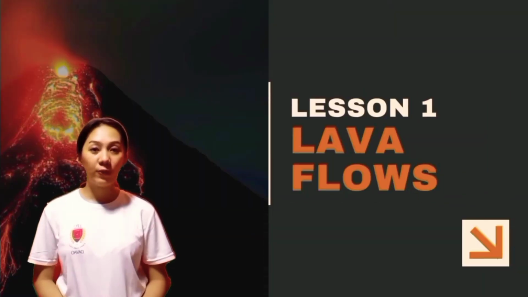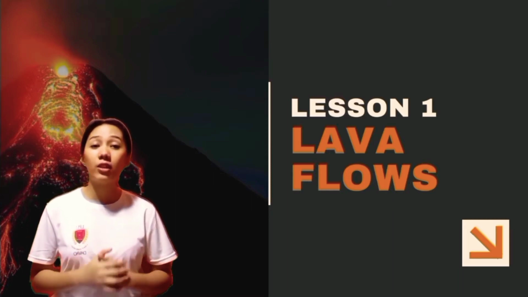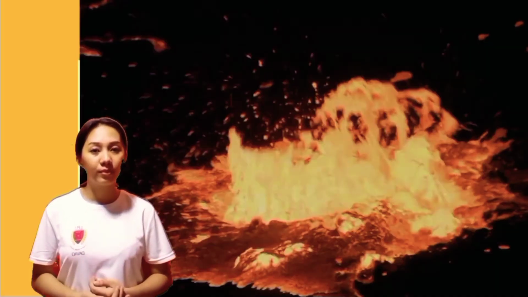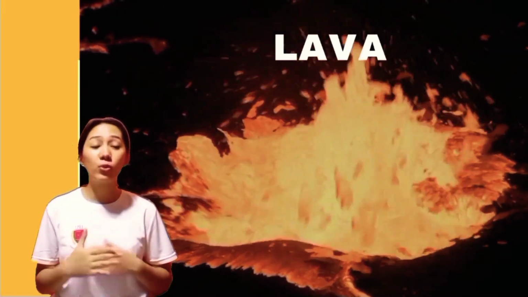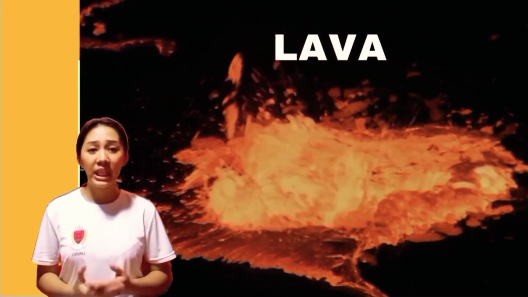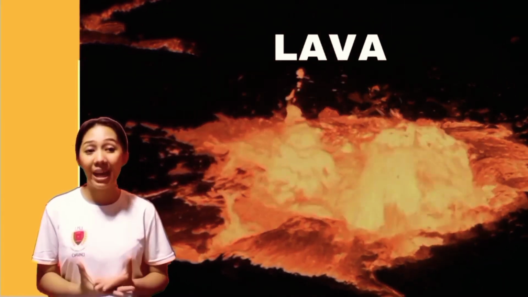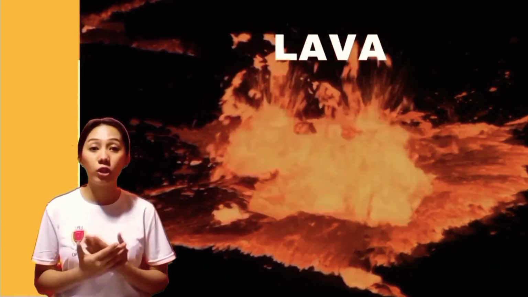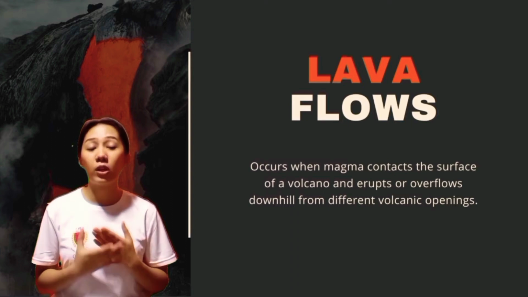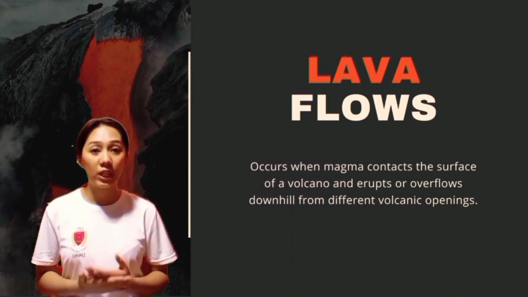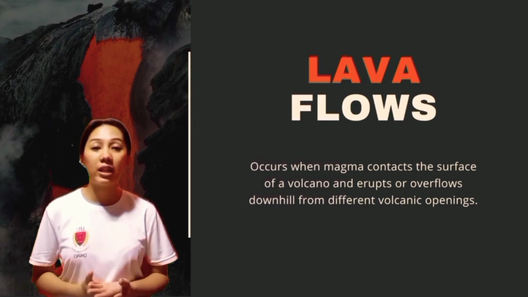Lesson 1, Lava Flow. What are lava flows and why are they hazardous to people? Lava is a molten rock or magma that has reached the surface of the earth. It is a molten material. It is not solid, liquid, nor gas, but a combination of all three. Lava flow occurs when magma contacts the surface of a volcano and erupts or overflows downhill from different volcanic openings.